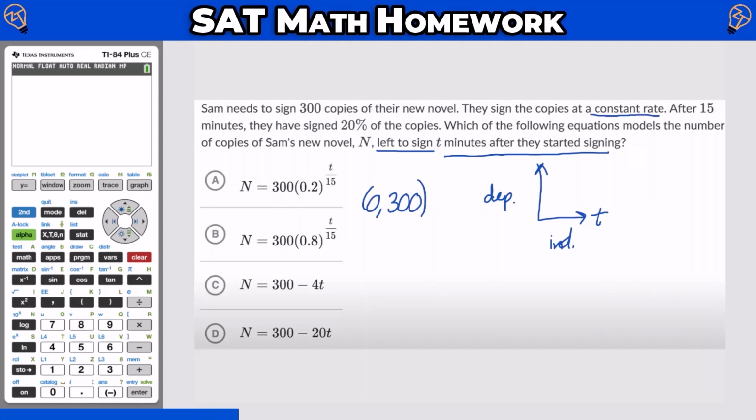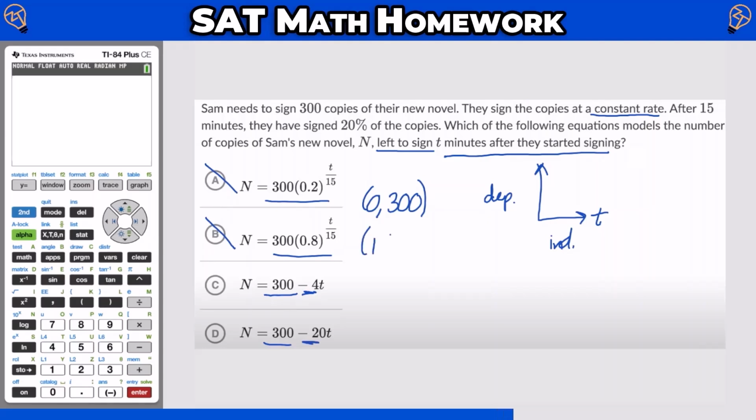about a linear relationship. So we could eliminate options A and B, both of which are set up in an exponential format. But because of the fact that we have a constant rate, we know it's linear, we eliminated A and B, and both of these had the same y-intercept. Now we just got to figure out which one better reflects the slope of the scenario.